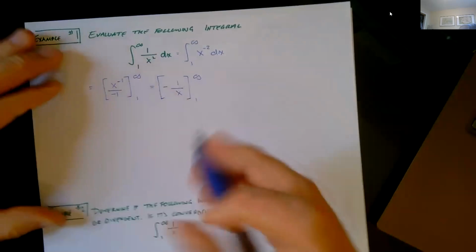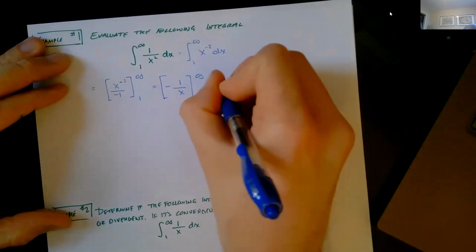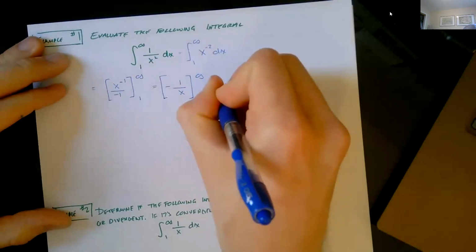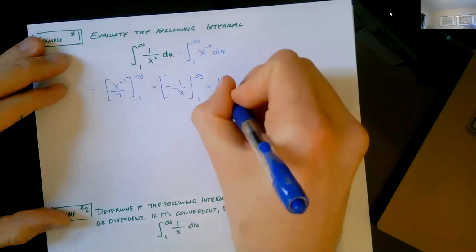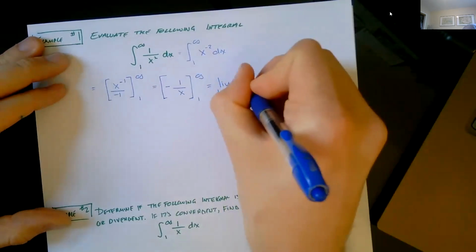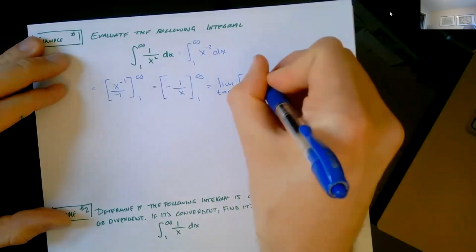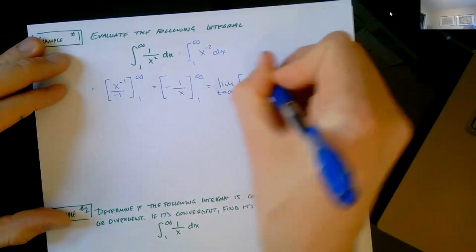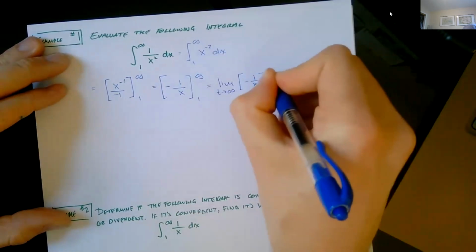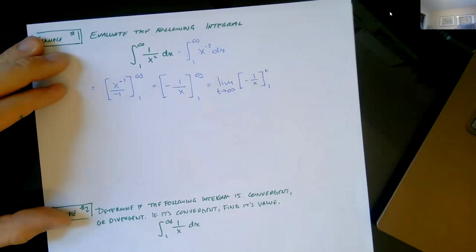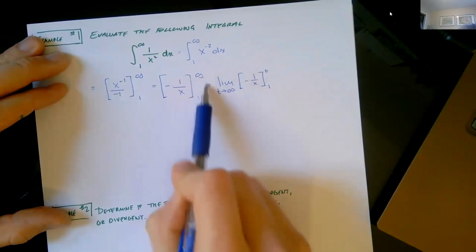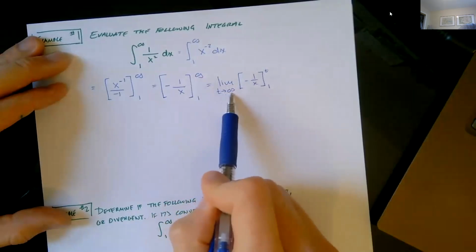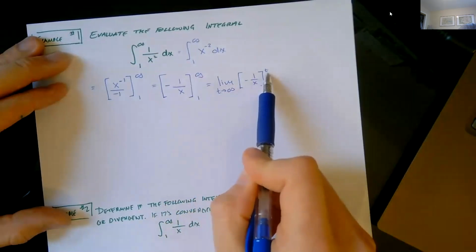So what we can do is this equation here will be equivalent to the limit as t, I'm just going to choose any variable that I haven't seen yet, t approaches infinity of negative 1 over x evaluated from 1. Instead of infinity, I'm going to write t. So to address this infinity, I can rewrite the piece I have here: limit as t goes to infinity, which corresponds to that upper limit.